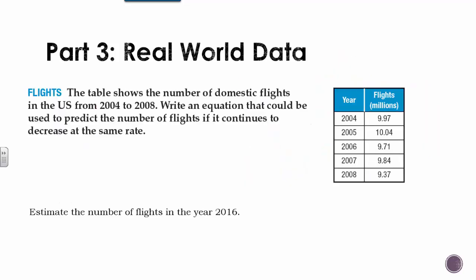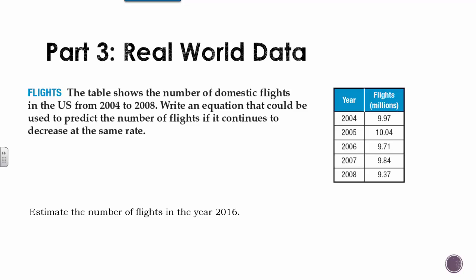So we have this table that shows the number of domestic flights in the U.S. from 2004 to 2008. We need to write an equation that could be used to predict the number of flights if the trend continues. So whenever you're given years like this that are huge numbers, we tend to shorten them. Just like these flights are in millions, we're not actually writing all of this out. We're just saying 9.97 million.